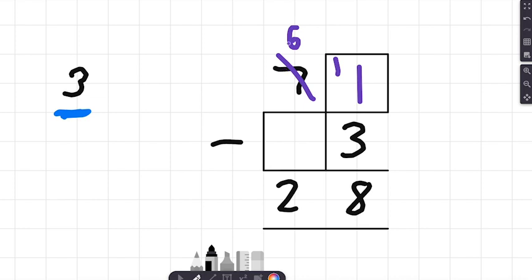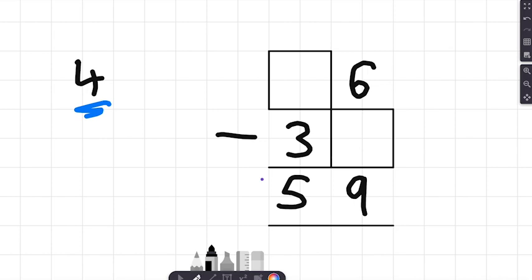So to finish it off, we've got 6 tens take away some number of tens gives us 2 tens, so this must be 4. So our actual calculation is 71 take away 43, and if you reverse engineer that, if we add these two together, we should get back to 71. So 40 add 20 is 60, 8 add 3 is 11, so that gives 71, so that works.